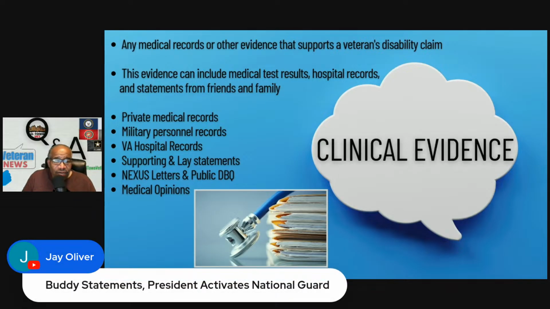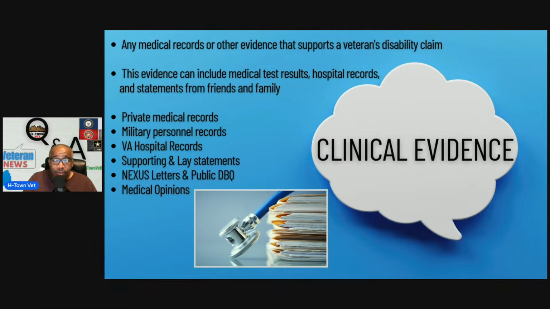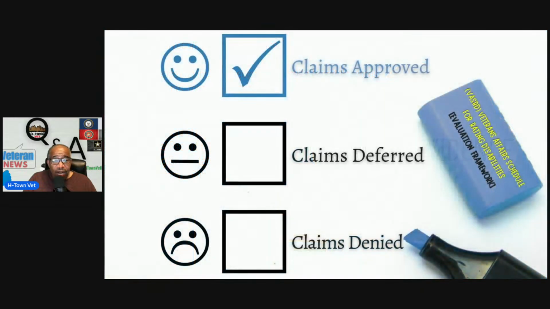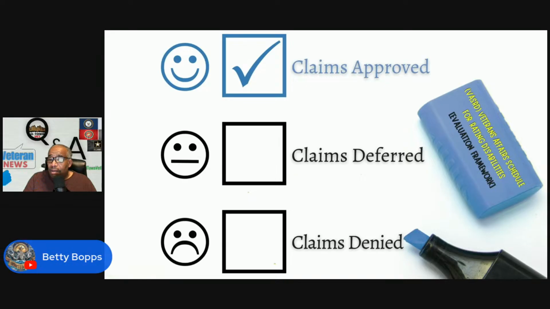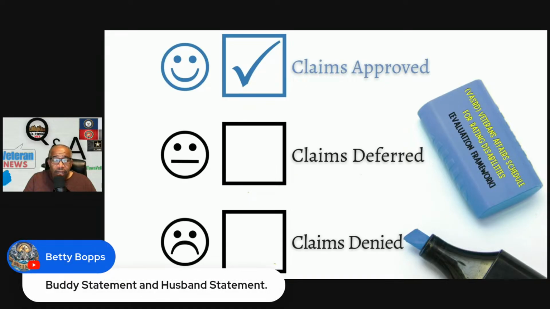Now listen to Jay Oliver. Buddy statements. President activates the National Guard. Oh, President activates the National Guard. Wow. Yes, I heard that. He's trying to get attention up. Now, listen. Let's see what buddy statement and husband statement.